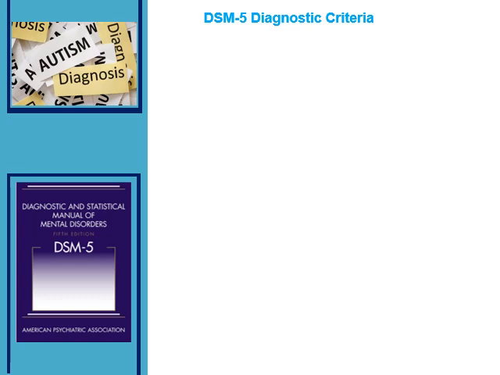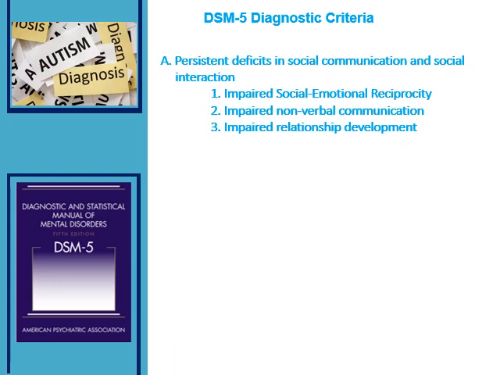So what is the diagnostic criteria for autism in the DSM-5? There are five broad criteria. The first is that a child has persistent deficits in social communication and social interaction. And that to meet this criteria, you must demonstrate all 3 of these sub-criteria. This thing of impaired social emotional reciprocity, impaired nonverbal communication, and impaired development of relationships.